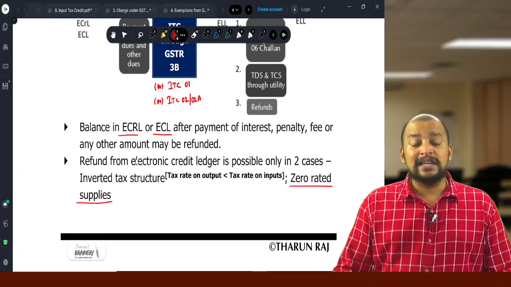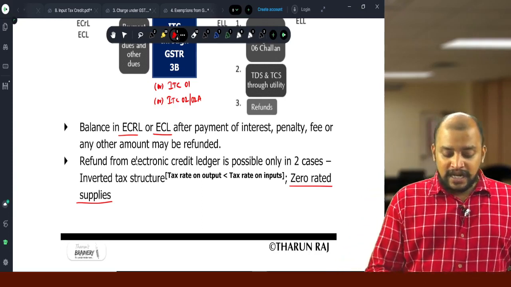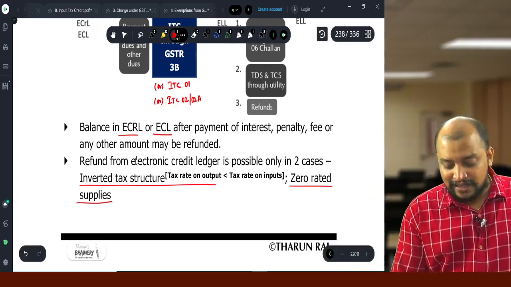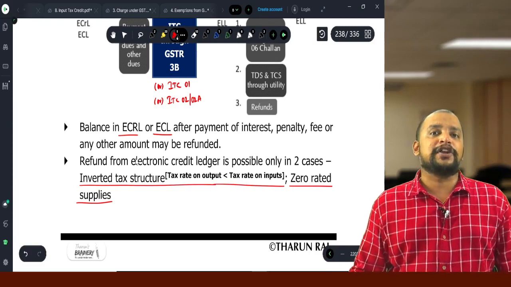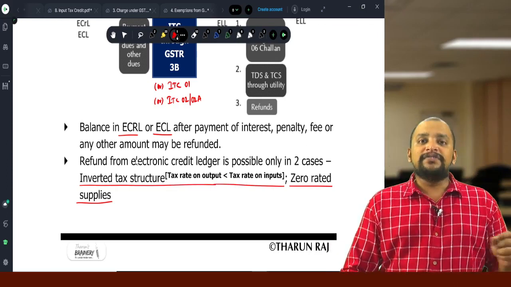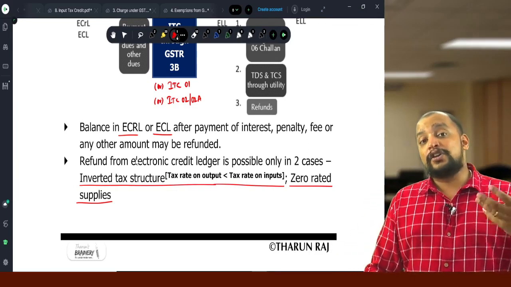of ITC. Then inverted tax structure. Inverted tax structure means the tax rate on output is less than the tax rate on input. In that case also we will get the refund. The tax rate on outward supplies.